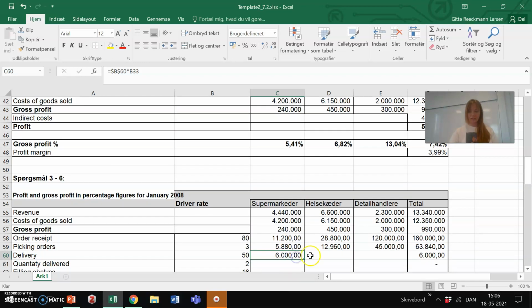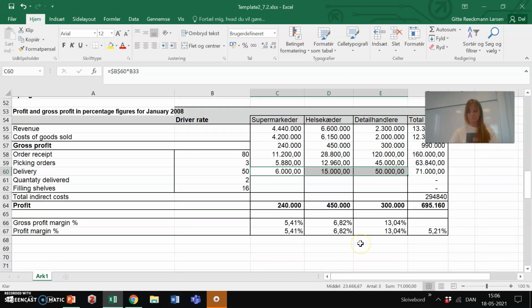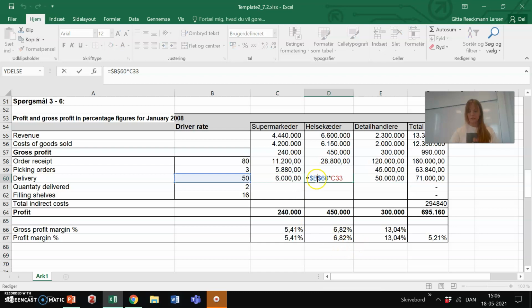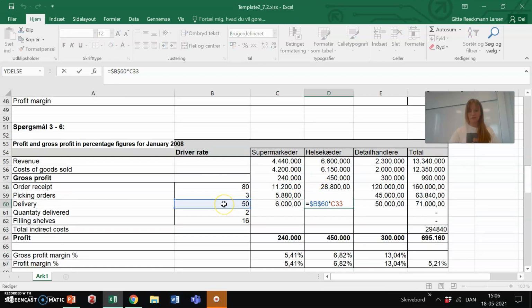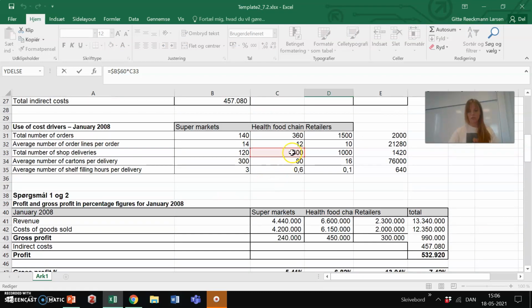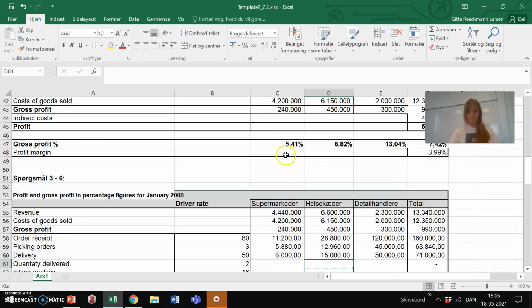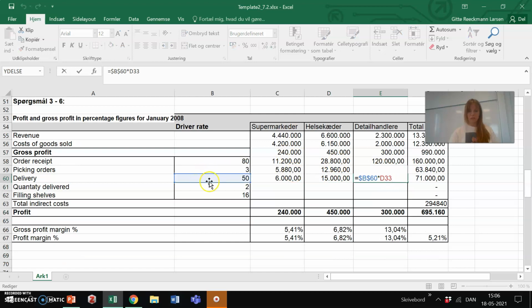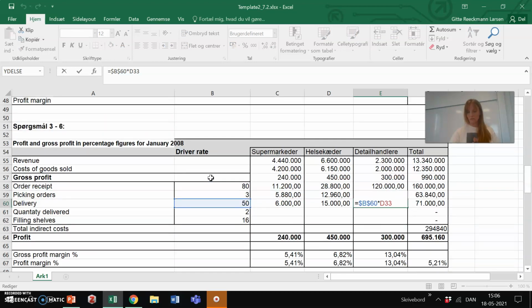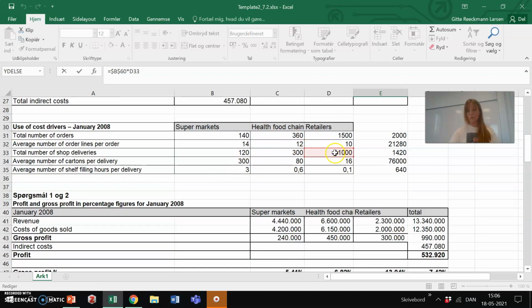All right, so we want to copy that calculation over here. So if we double click here, you'll see this is the cost driver rate for delivery multiplied with number of deliveries for the health food chain, etc. And this one, delivery cost driver rate multiplied with the 1,000 deliveries we make for retailers. All right.